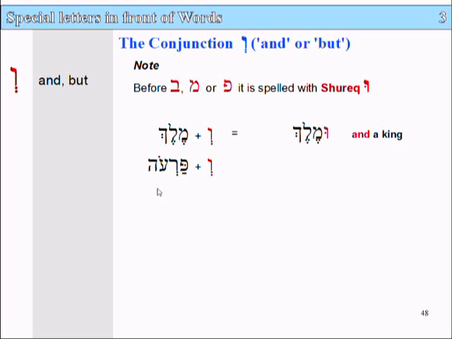Paro, Pharaoh. We add the vav to it, and it becomes u-Paro, and Pharaoh. It's still the oo sound because it's in front of a pay.